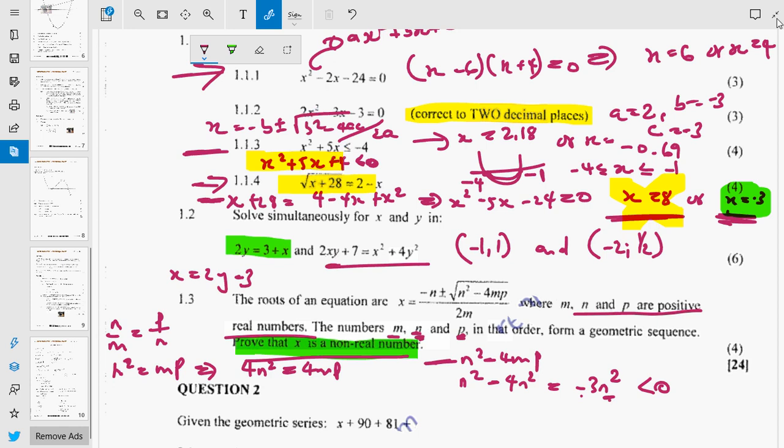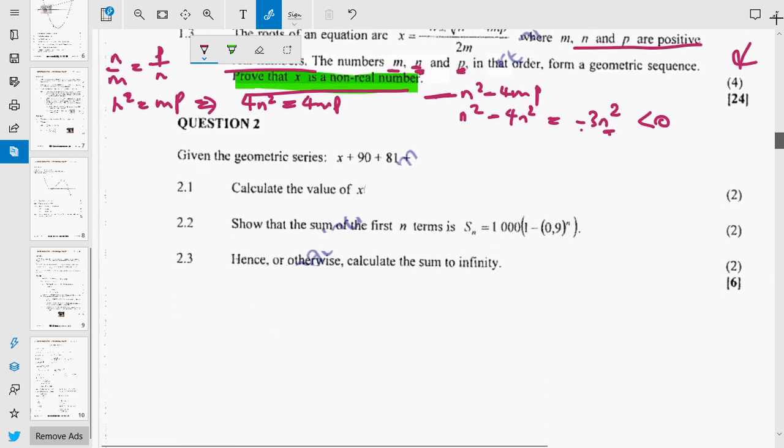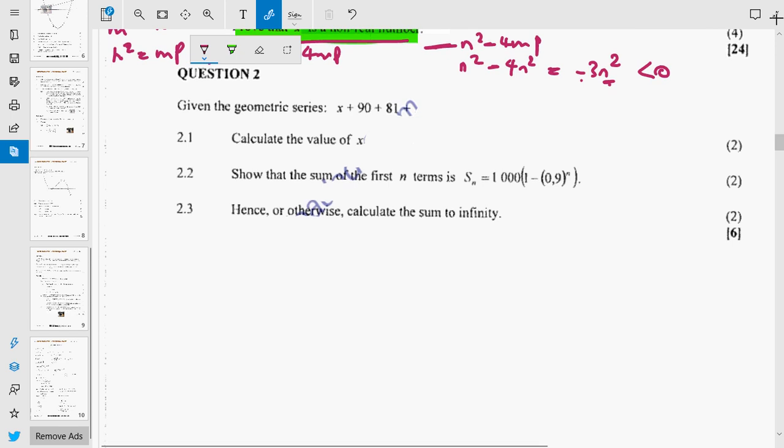Now this is quite a tricky question. Please don't waste time on a formal question if you can't get your head around it, but it was a beautiful question. And on to question 2. Question 2 is testing sequences and series, and specifically it is testing the geometric series. We are given x plus 90 plus 81.